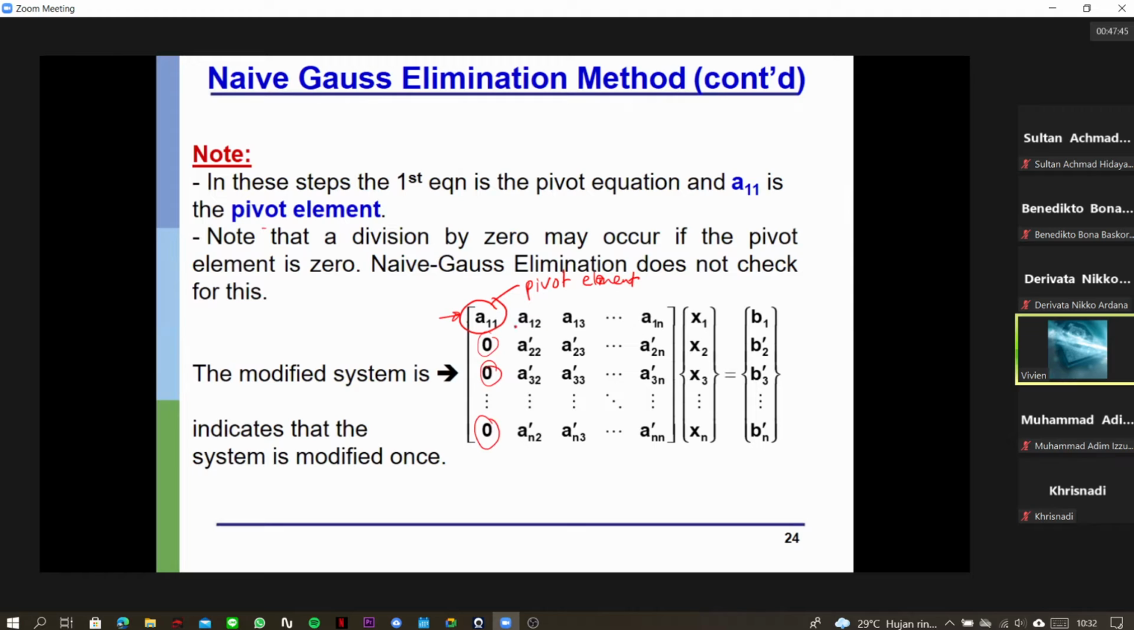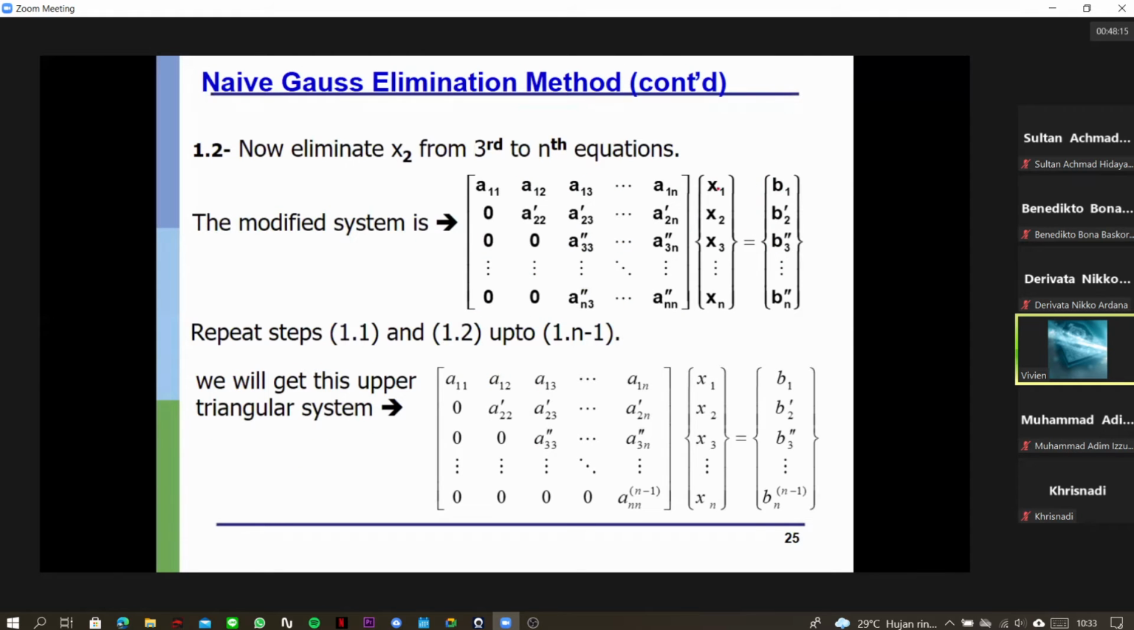Okay, once we have that finished up to the nth row, what we can do next is make 0 for the rest of the lower triangular part. We continue to the second column and try to make 0 below the pivot. So now in the second column, the pivot will be A22. We want to make 0 below the pivot element, from the third up to the nth row, and so on. We repeat the procedure up to the nth row, so that we have all 0 here.